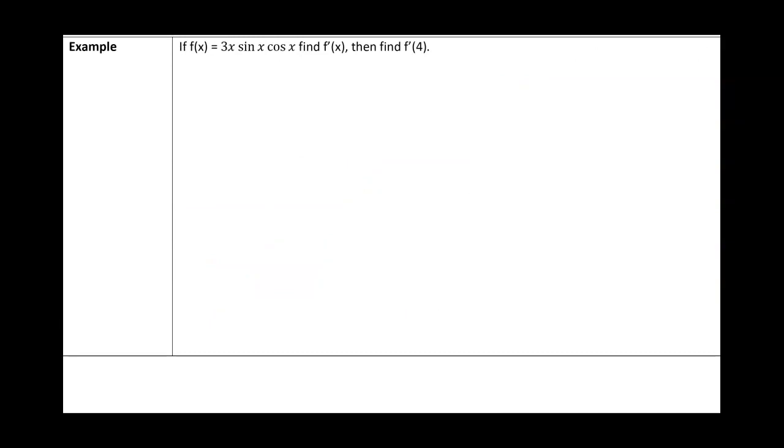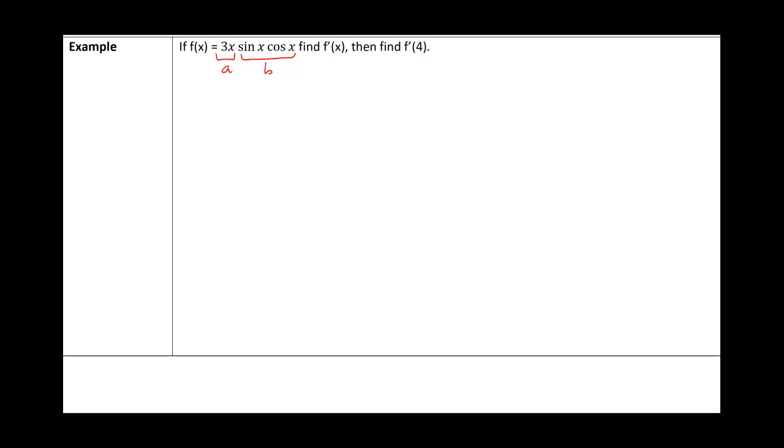Okay, next we have f of x equals 3x times sine x cos x. We want to find f prime of x and f prime of 4. So this one's a little complicated because we have a product of 3 terms and not just 2 terms. But for the product rule, we can only have 2 terms. So here's what we're going to do. We're going to call the first term 3x, we're going to call that a. And the second term, sine x cos x, we're going to call that b.